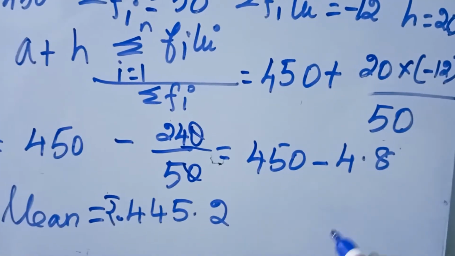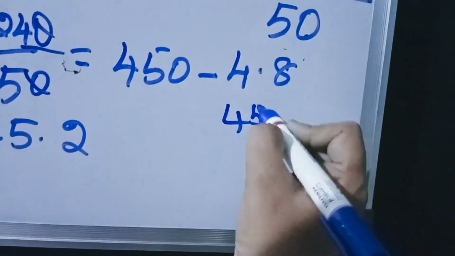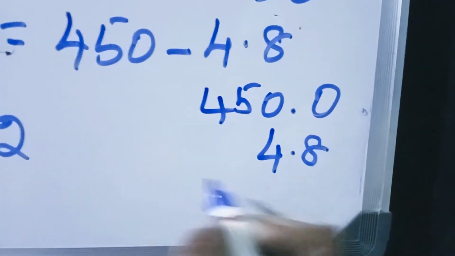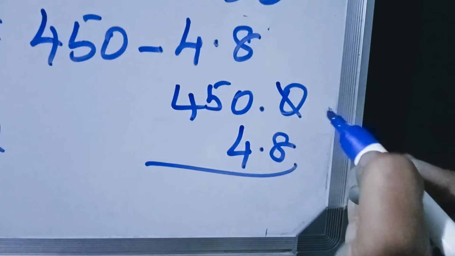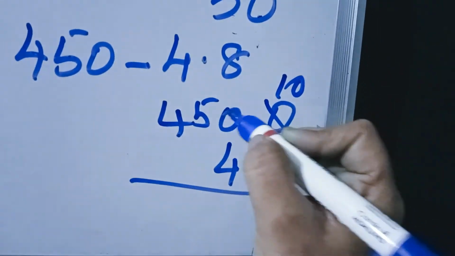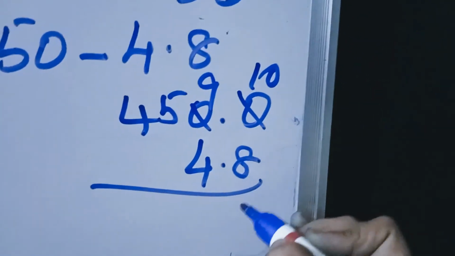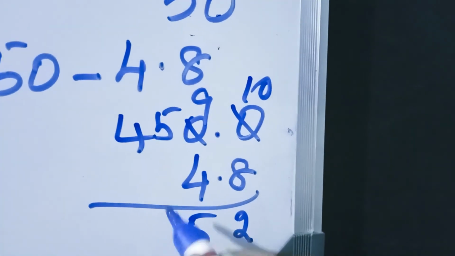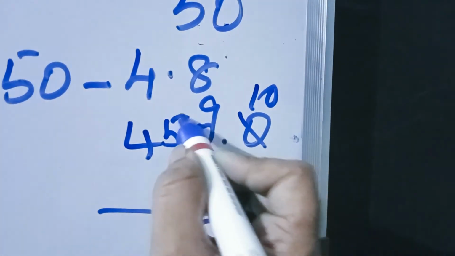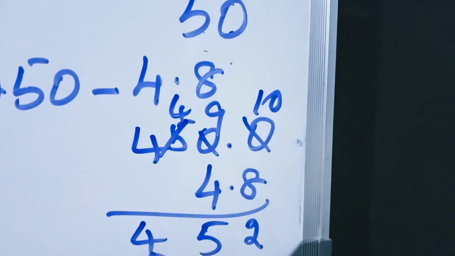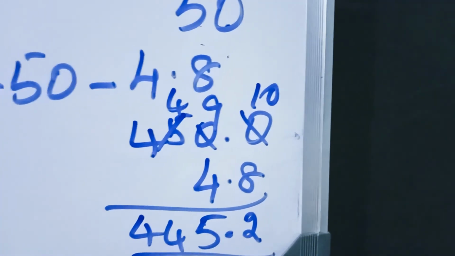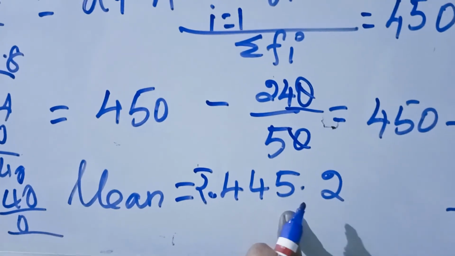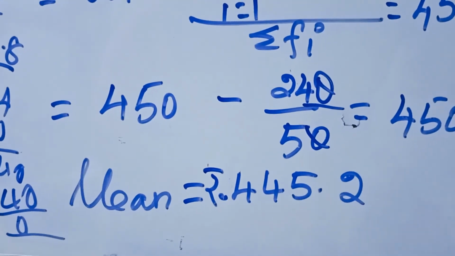How can we subtract? 450.0 and 4.8. As usual, you borrow, 10, here 9. So 2 and 5, and 4 here. So 445.2 rupees. So the answer, the mean, is equal to rupees 445.2.